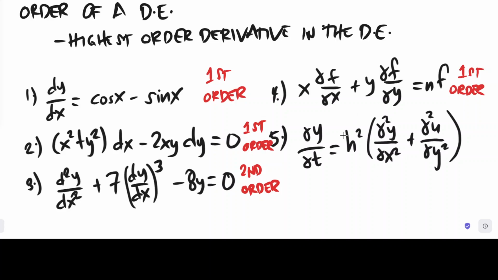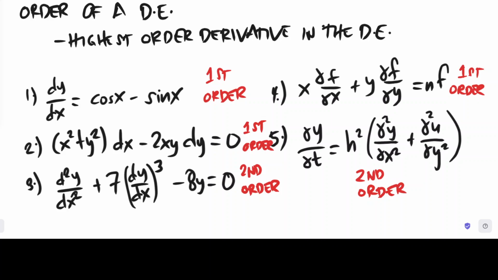Next, number 5. So we have the first order partial derivative of y in terms of x, the second order partial derivative of u in terms of x, and the second order partial derivative of u in terms of y. So the highest order derivative here is 2.